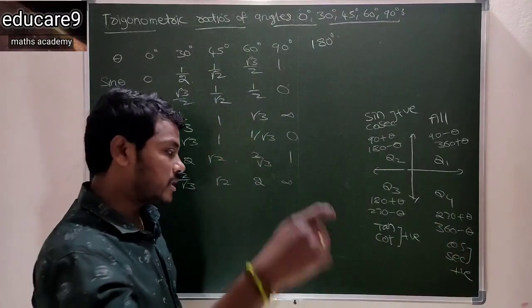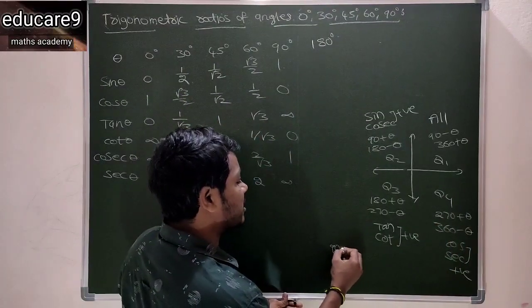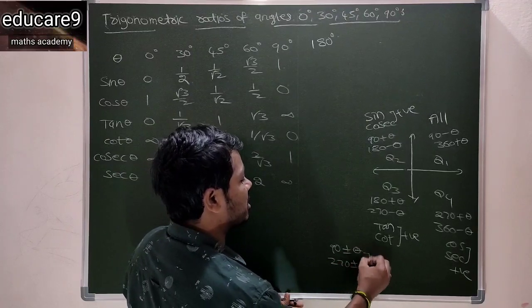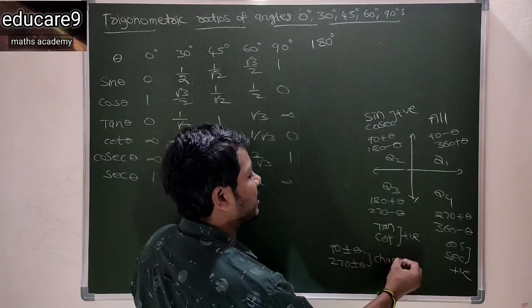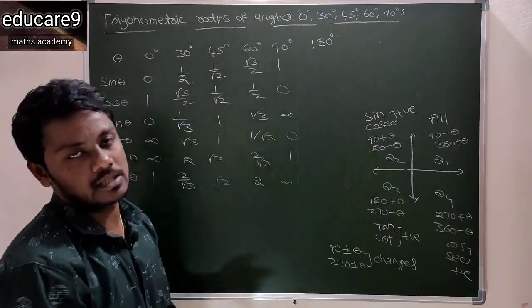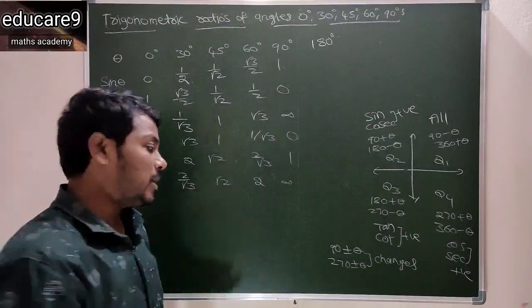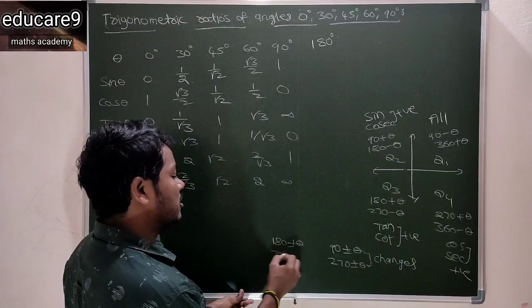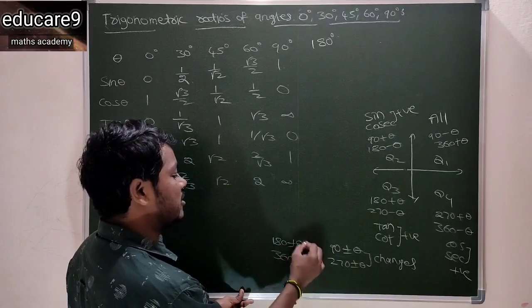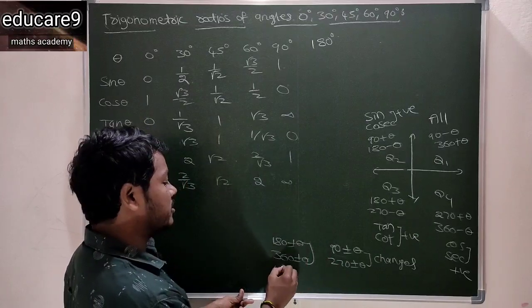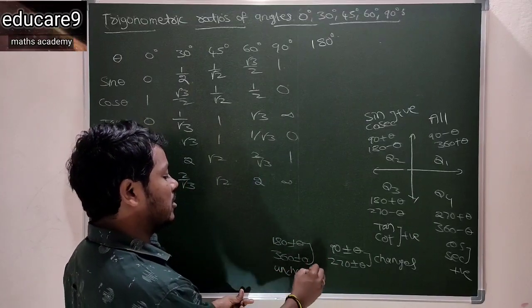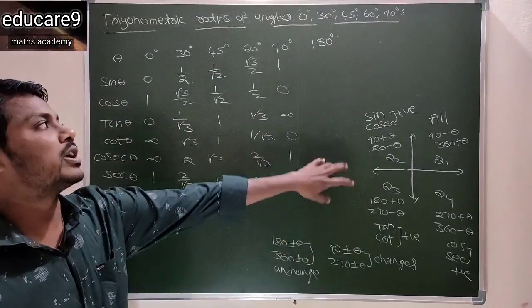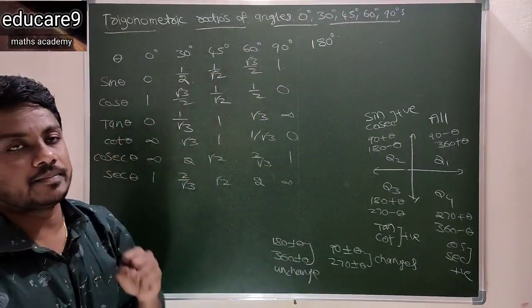Next, for 90 plus or minus theta and 270 plus or minus theta, the trigonometric ratios change. But for 180 plus or minus theta and 360 plus or minus theta, the trigonometric ratios are unchanged. Using this you can find sin 180.